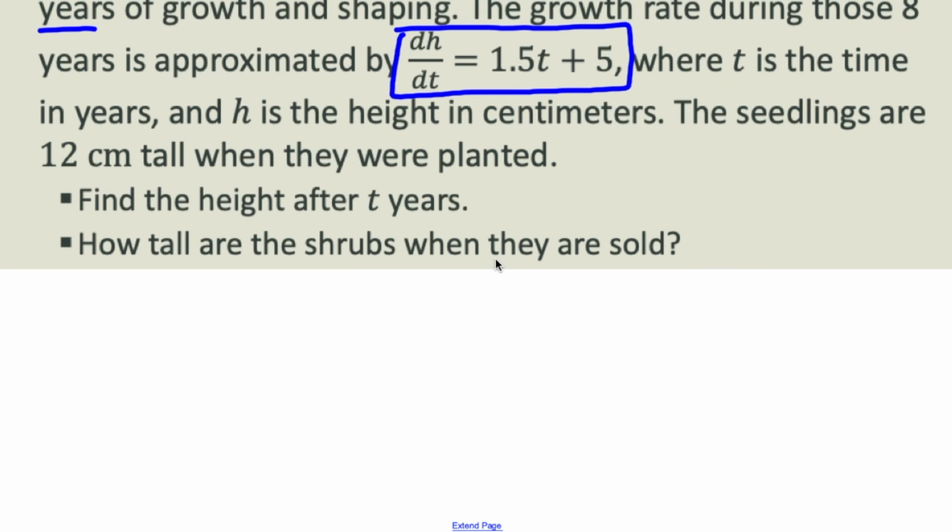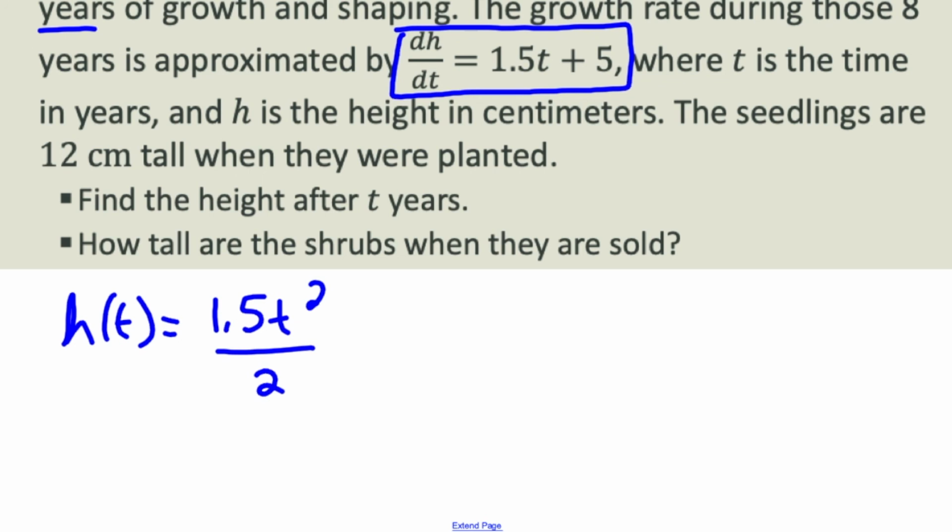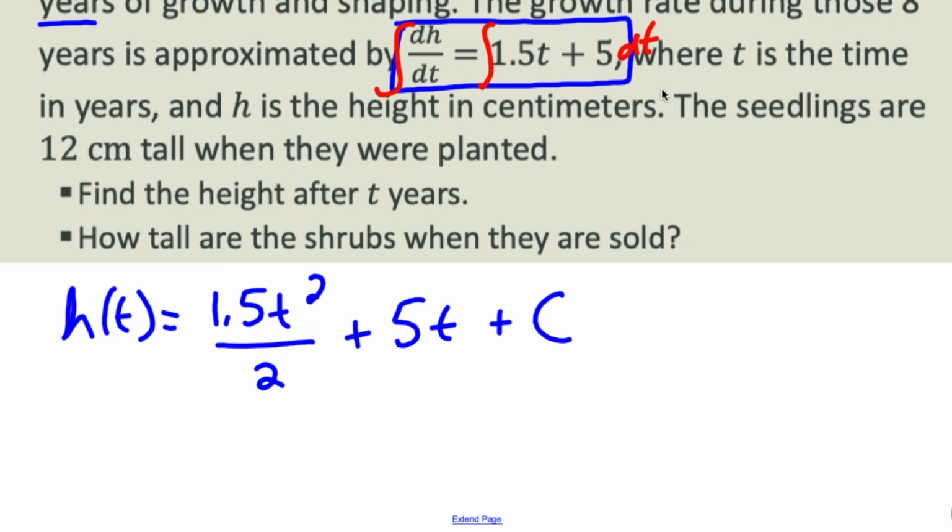So what we need to do is we need to find the height. So if we're trying to go from the rate of the height back to just the height in terms of t, we're going to take the integral of this. So that means we have 1.5 t squared. We're going to divide that by the new exponent, which is 2, plus 5t plus some constant. Okay, so all we're doing here is we're just taking the integral of both sides of this dt.